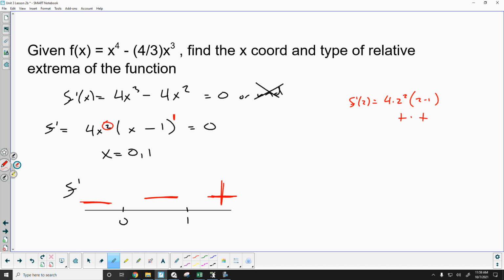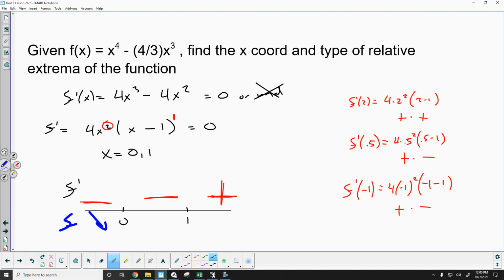If you did not understand that, then just plug in 0.5. 4 times 0.5 squared, 0.5 minus 1, positive times a negative. Plug in negative 1. 4 times negative 1 squared times negative 1 minus 1. Positive, because it's negative 1 squared, times a negative. That's a negative. Okay. You guys think the graph decreases until x equals 0. It flattens out. And it decreases from 0 to 1. And then it's going to go up. It's going to have a min at 1.